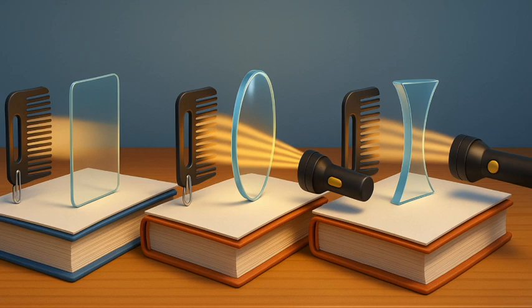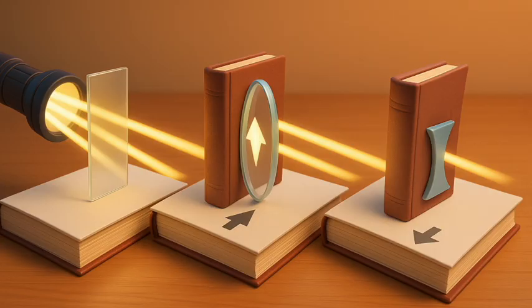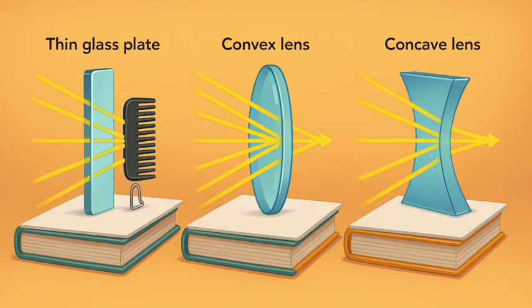3. Now let the multiple parallel beams of light fall upon the thin glass plate, convex lens, and concave lens one by one as shown in Fig. 10.18. Does the parallel beam of light pass through as it is in all three cases? Record and analyze your observations.